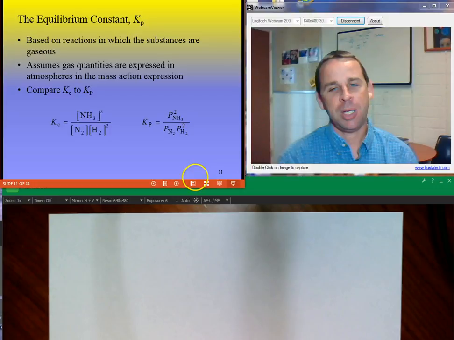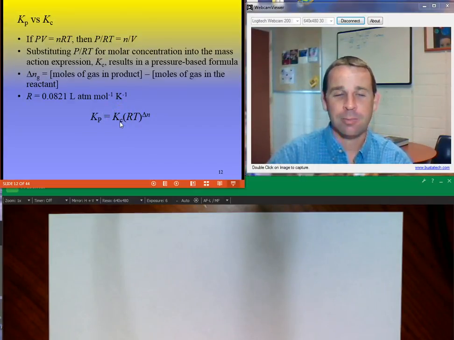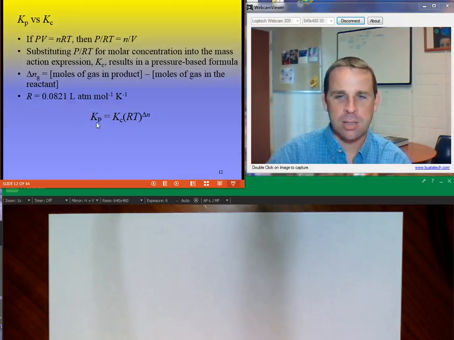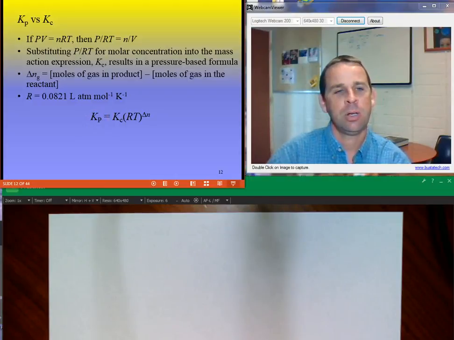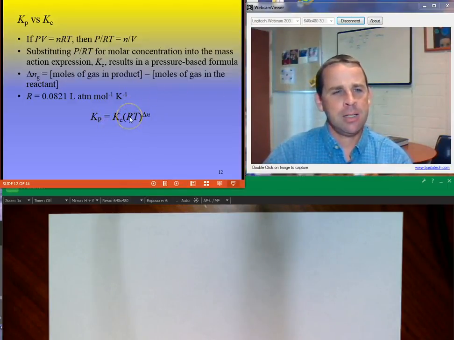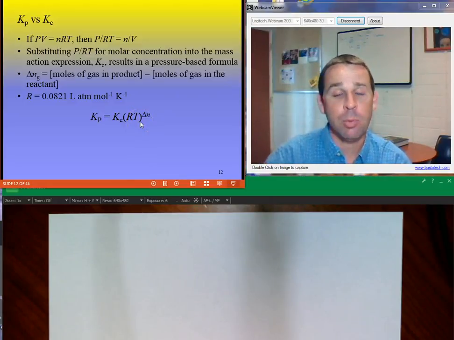Okay? So essentially here we have Kc and Kp. Kc is the equilibrium constant value where the components are expressed as molarity. And Kp is the constant value where the components' concentrations are expressed as pressure. R is our gas constant, 0.0821. T is the temperature in Kelvin, and delta N is the change in the moles of gas.